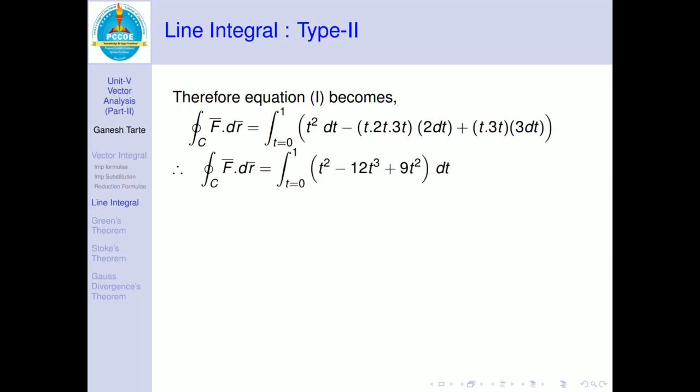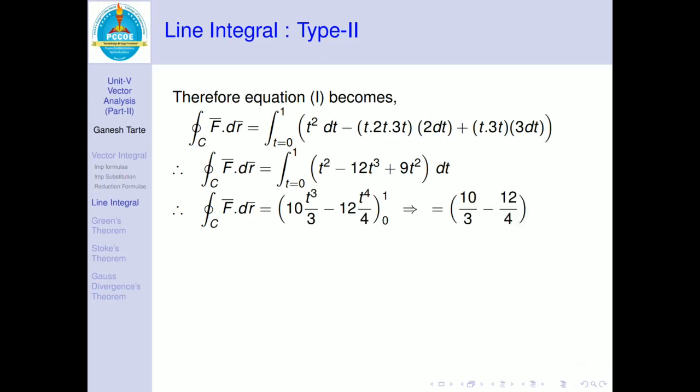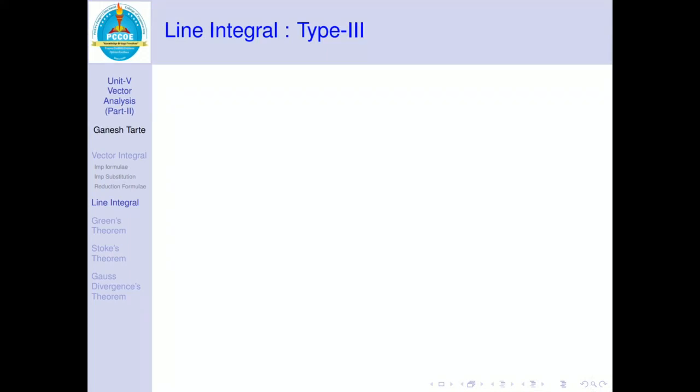On simplifying, we get t square minus 12 t cube plus 9 t square dt, or 10 t square minus 12 t cube dt. So the integration of 10 t square is 10 as it is, t cube by 3, minus 12 as it is, t raised to 4 by 4, from 0 to 1. That is 10 by 3 minus 12 by 4, which means 3. So 10 by 3 minus 3 is 1 by 3. So this is the required line integral.